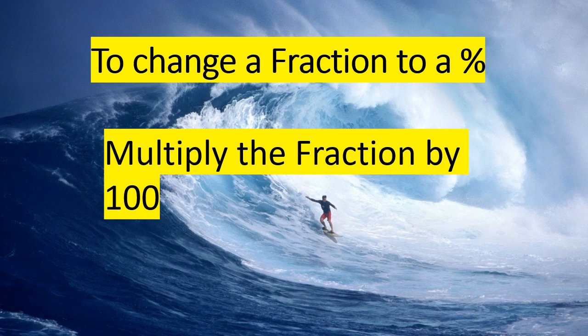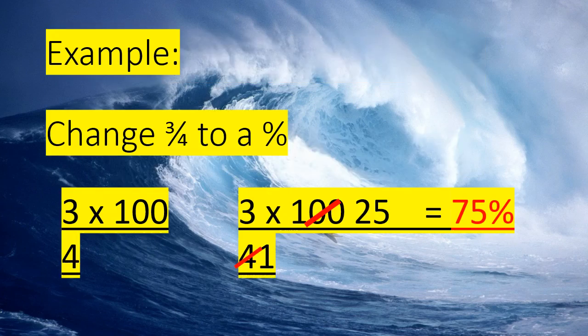To change a fraction to a percentage, multiply the fraction by 100. So to change 3/4 to a percentage, do 3 by 4 times 100. And in that example, you can divide the top and the bottom by 4. So you divide the bottom by 4 and it becomes 4 divided by 4 equals 1. On the top, you divide 100 by 4 and the answer is 25. So you're left with 3 times 25 on the top, and you do that calculation and the answer is 75%.